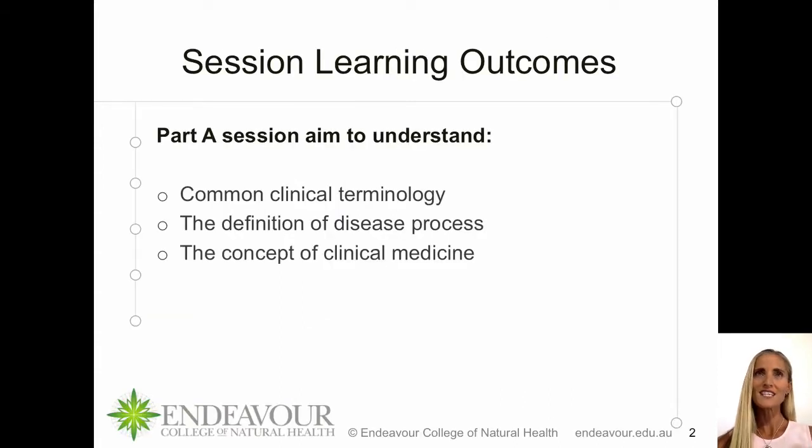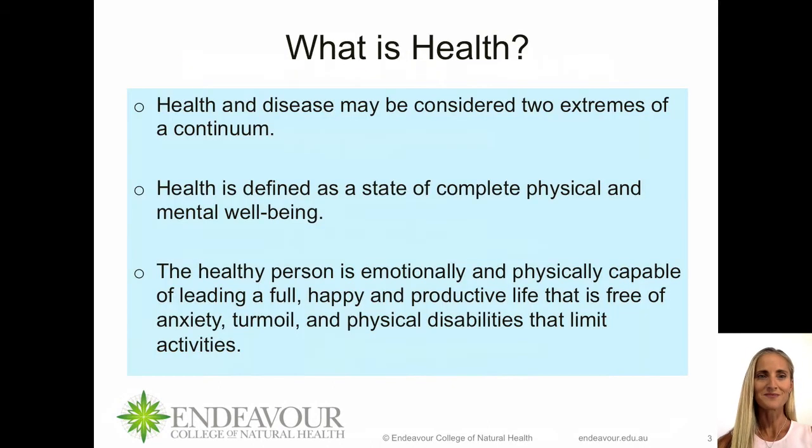So our session learning outcomes today are common clinical terminology, the definition of disease process and the concept of clinical medicine. So firstly, we need to have a look at what health actually is. Health is at one end of a spectrum with disease being at the other end. Health is defined as a state of complete physical and mental well-being. A healthy person is capable of living a happy, productive life without any physical, mental, emotional turmoil or disabilities that will limit their ability to live an active and happy life.